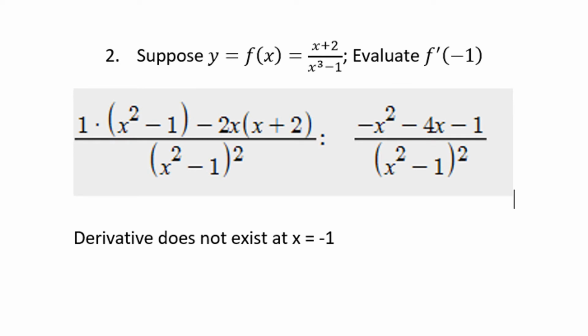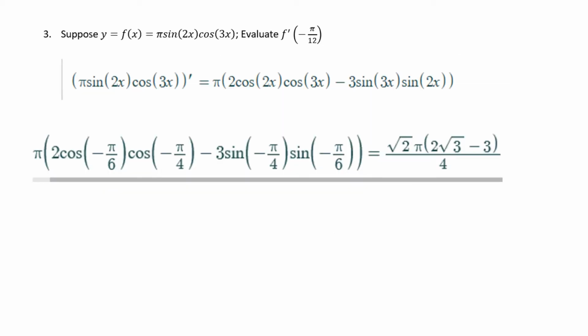Here's number 2. This is the quotient rule. So when you do this, you should get a derivative that shows as I have it here. If you miss anything, it is minus 10 on the derivative, but then you should observe that the derivative does not exist at x equal minus 1. That last thing was worth 2 points if you're making that observation.